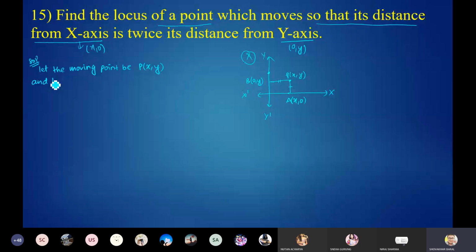And the point on x-axis and y-axis be (x, 0) and (0, y) respectively. Let me give the name also. This one is A(x, 0) and this one is B(0, y). Please write it up here. Let the moving point be P(x, y), and the points on x-axis and y-axis be A(x, 0) and B(0, y) respectively. Okay.